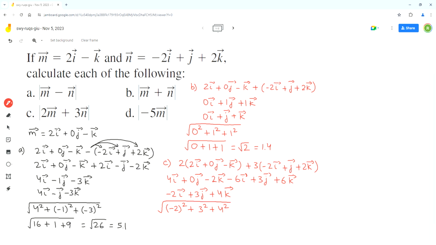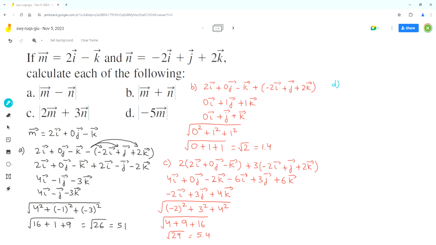The negative 2 square is equal to 4, 3 square is 9, 4 square is 16, and if we add these numbers, we get 29. And square root of 29 is equal to almost 5.4. So this should be the final answer for part C. So now we can analyze part D.